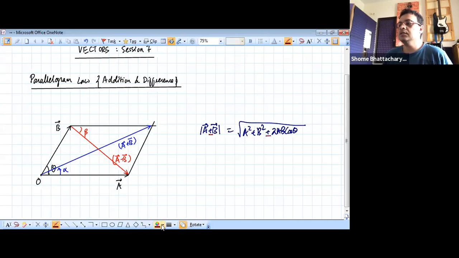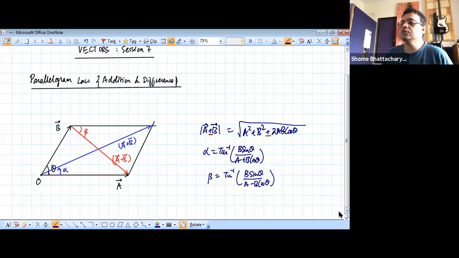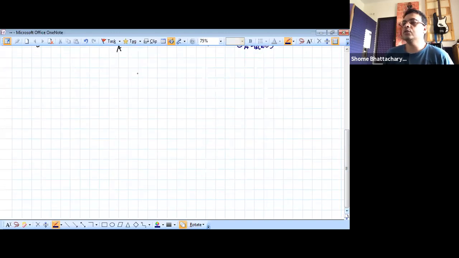Okay. And similarly, see here that alpha is tan inverse B sin theta upon A plus B cos theta, and beta is tan inverse B sin theta upon A minus B cos theta. So this is the simple thing. Okay. Now we had also seen special cases, and that was the important thing.